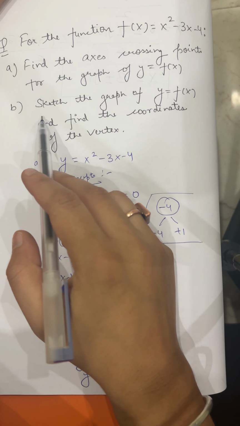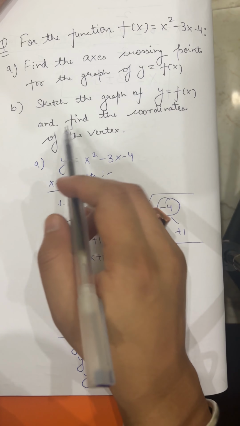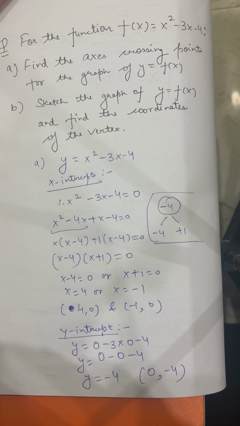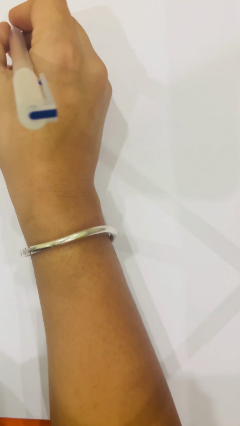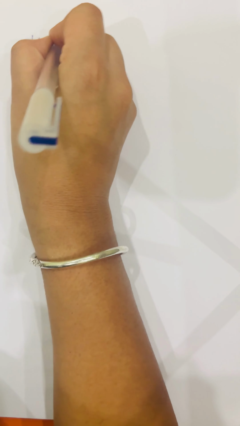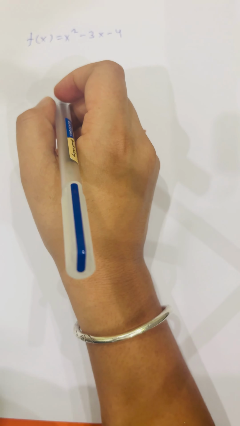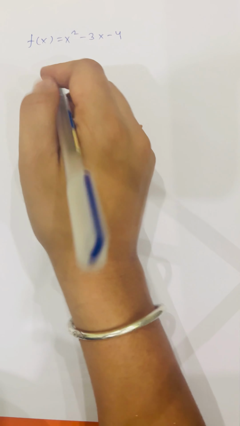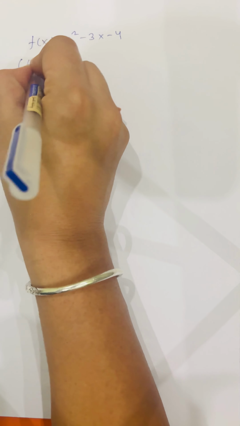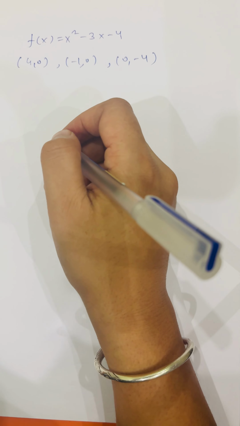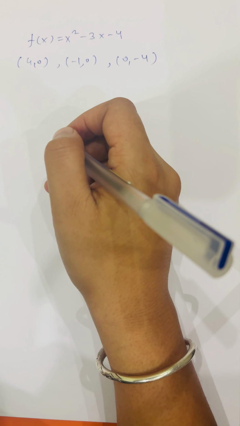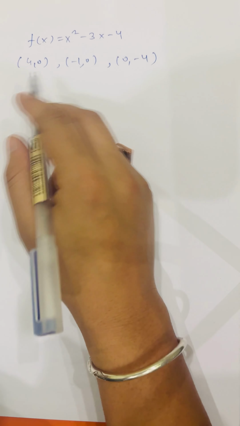Part B of the question is, sketch the graph of y equal to f(x) and find the coordinates of the vertex. So let's see how we will sketch the graph of a quadratic function. The equation of the function is f(x) equal to x squared minus 3x minus 4, and we also got the intercepts in part A. That were (4, 0), (minus 1, 0), and (0, minus 4). Whenever we draw the graph of any curve, intercepts play an important role that will help us to draw the graph. So we have the intercepts.